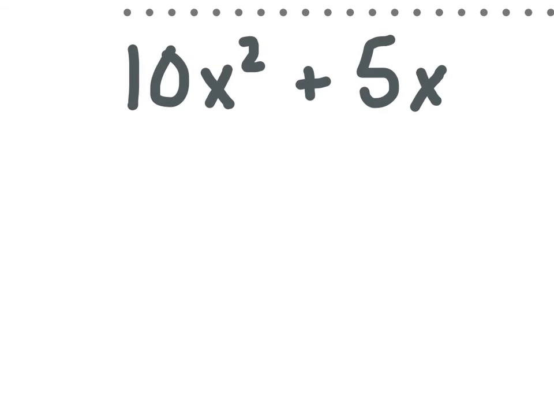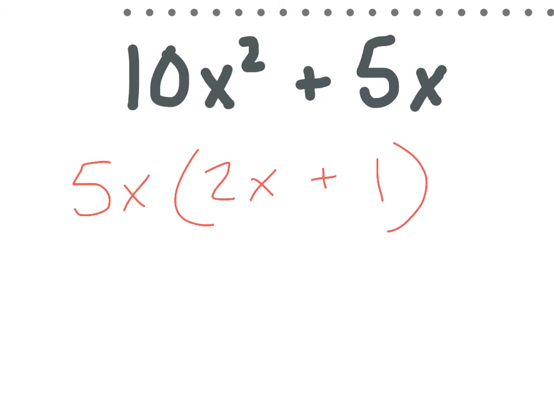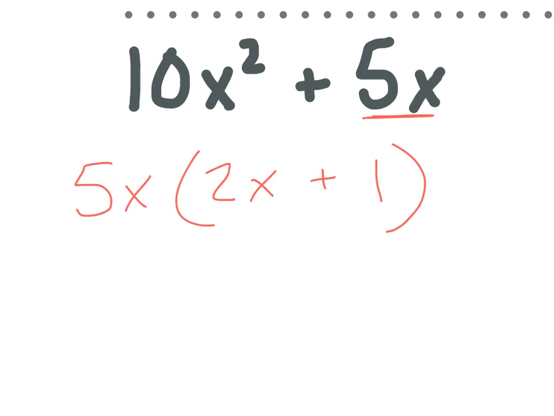What can we pull out? 5. Parentheses 2x. Can we pull out any x's? Yeah, we can pull out an x. Plus parentheses 2 times x. And then, do we have anything else? Plus 1. So since we're pulling out a 5x and this was a 5x, we have to have that 1.